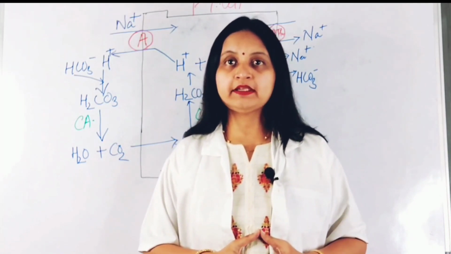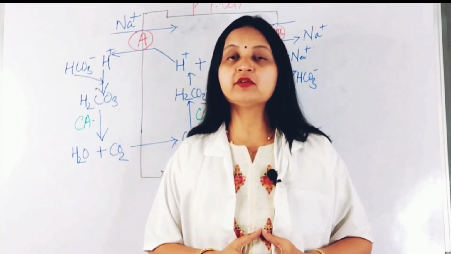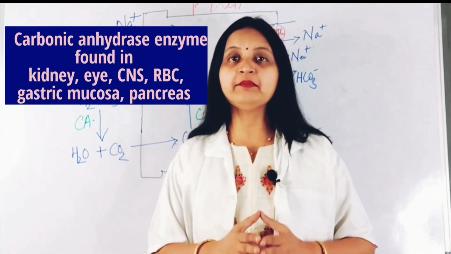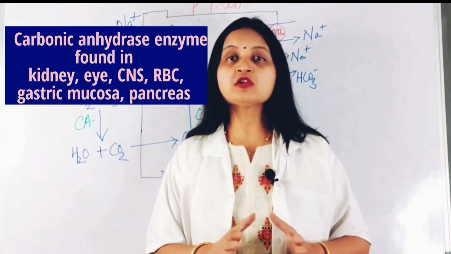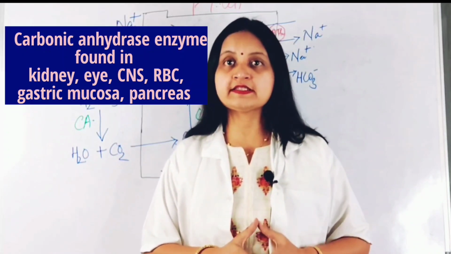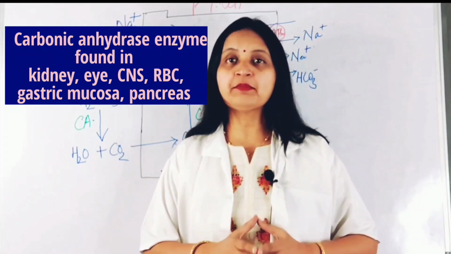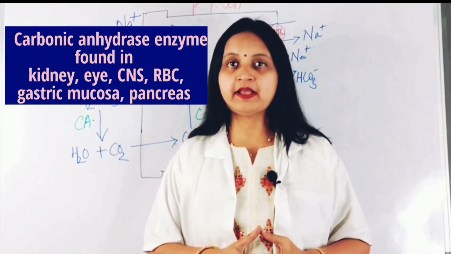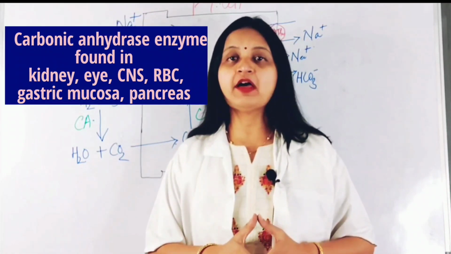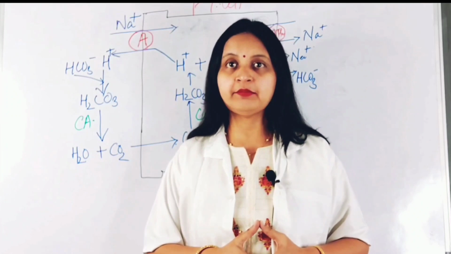Carbonic anhydrase inhibitors inhibit the carbonic anhydrase enzyme that is present primarily in the kidney, but it is also present in the central nervous system, the eye, gastric mucosa, pancreas and red blood cells. What led to the development of carbonic anhydrase inhibitors?